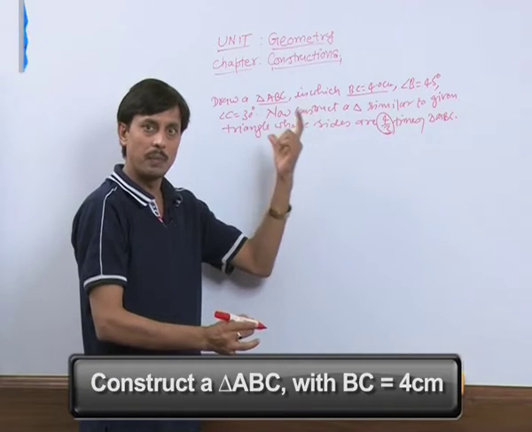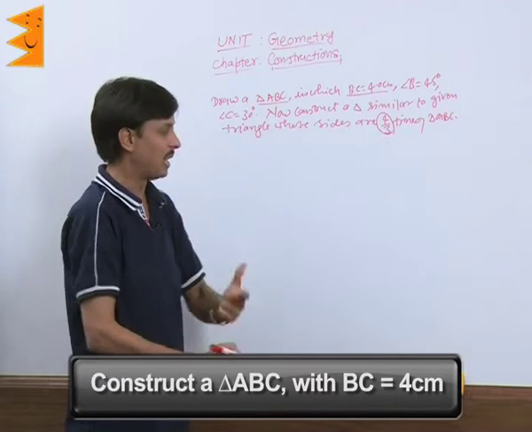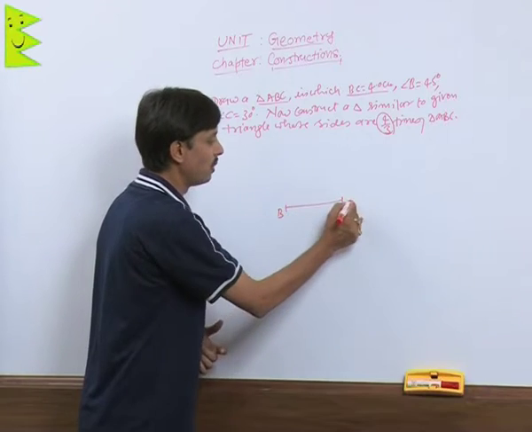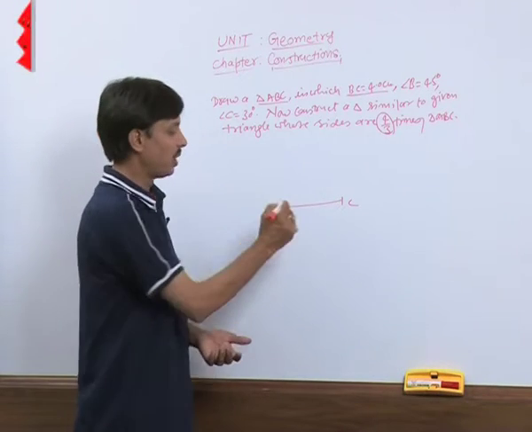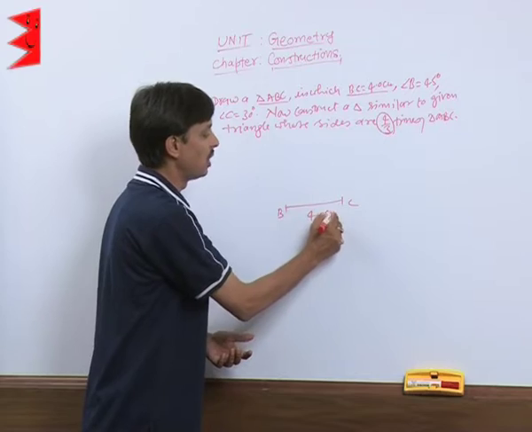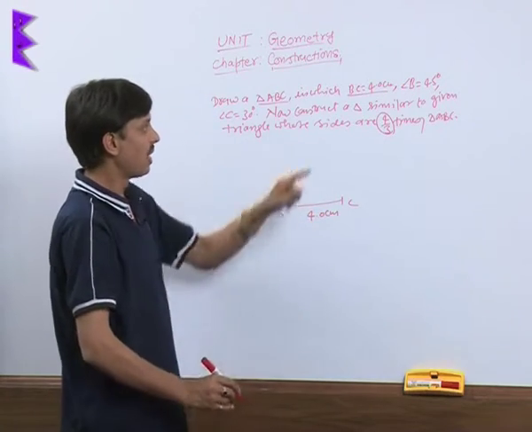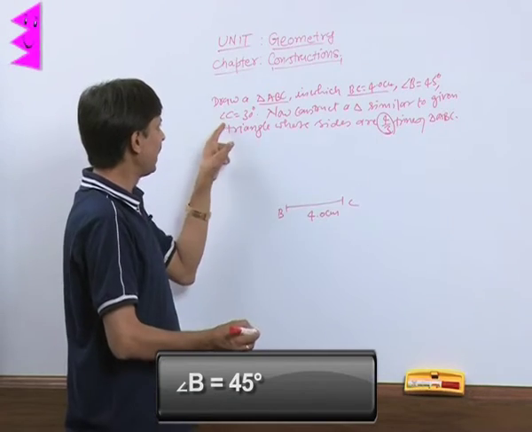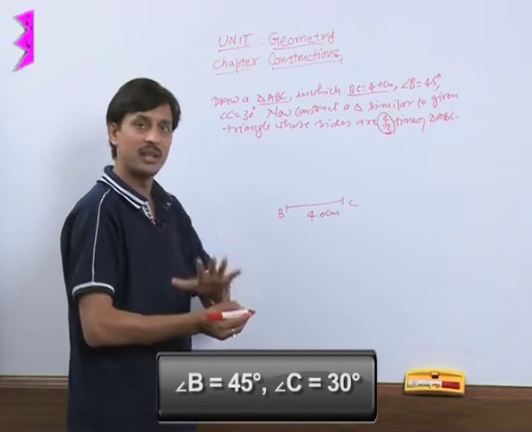To draw the base BC, we will take the scale and pencil, and on a piece of paper or in your notebook, we will draw a line segment BC of length 4 centimeters. At end point B, the angle is 45 degrees, and at end point C, the angle is 30 degrees.